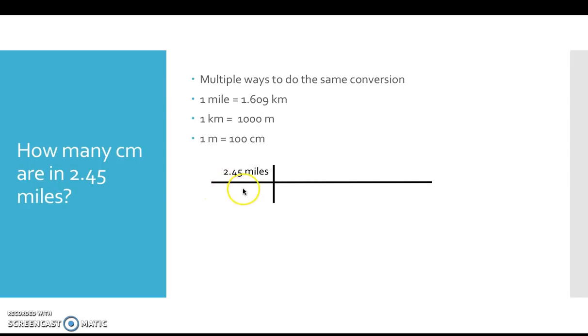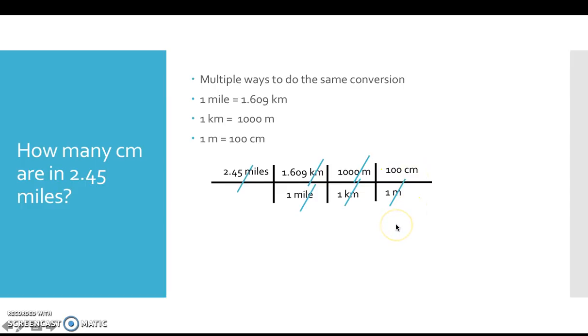If we put 2.45 miles on the top, that means my mile has to go on the bottom and my 1.609 kilometers goes on top. Now my miles cancel out. I'm in kilometers, need to keep going. My kilometer is going to go on the bottom, meters on the top. My kilometers cancel out, but now I'm left with meters, so I need to keep going. I put meters on the bottom, centimeters on top. My meters cancel out, and because I'm left with the unit that I want to be in, now I can do my math.